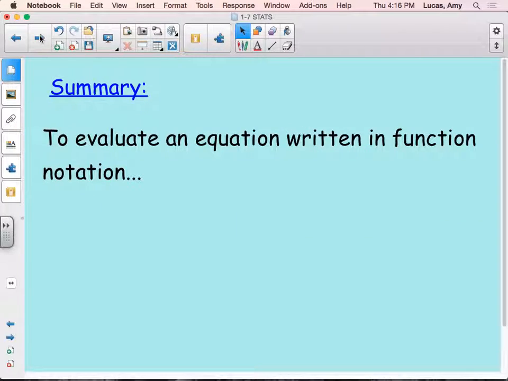All right, you should be able to write a summary now. To evaluate an equation written in function notation, please describe in complete sentences how you do this.